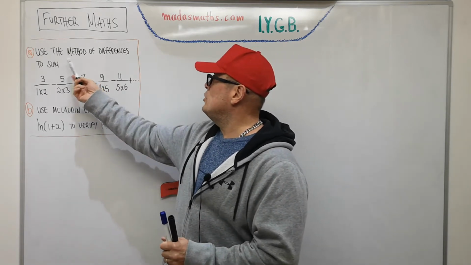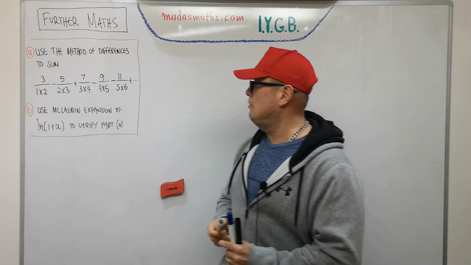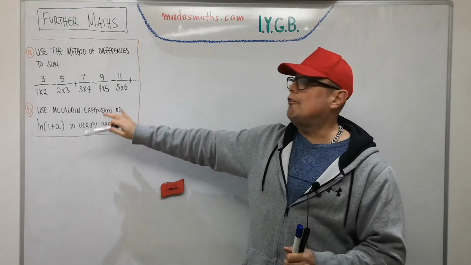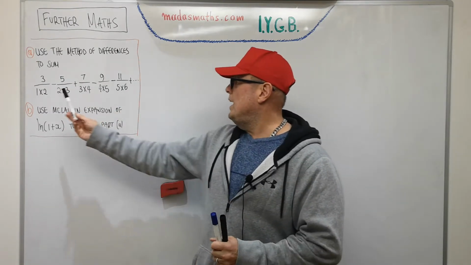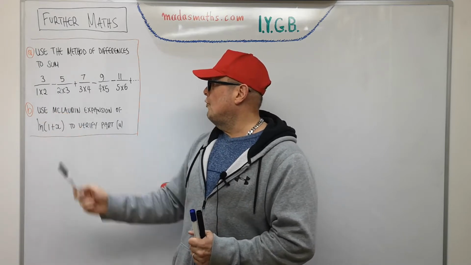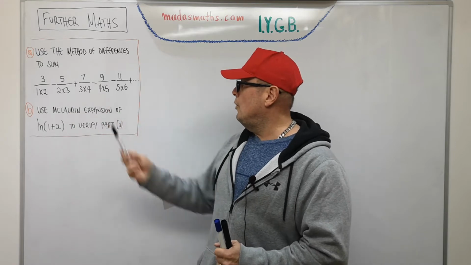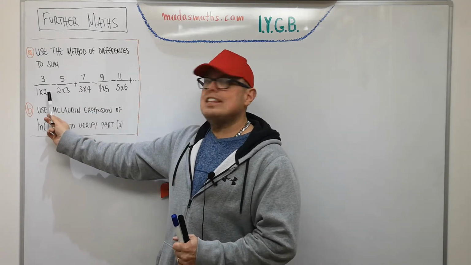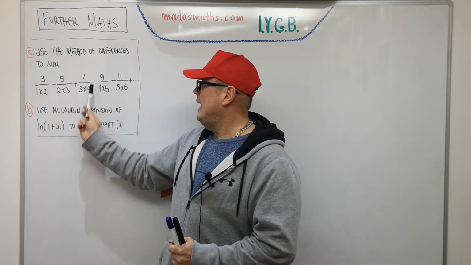The first one says use the method of differences to sum this to infinity, and then we'll look at part B afterwards. The series in question has quite a nice pattern. It looks like the denominators are products of consecutive terms: 1 times 2, 2 times 3, 3 times 4, 4 times 5, and so on. And the numerators are actually the sum of those terms: 1 plus 2 is 3, 2 plus 3 is 5, and so on.